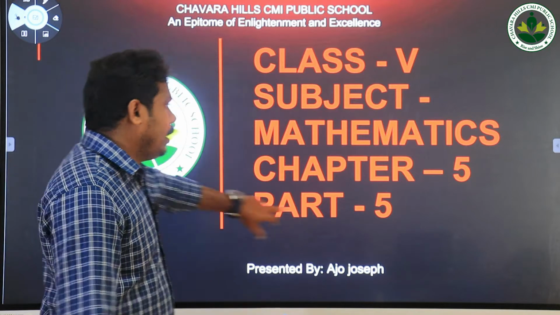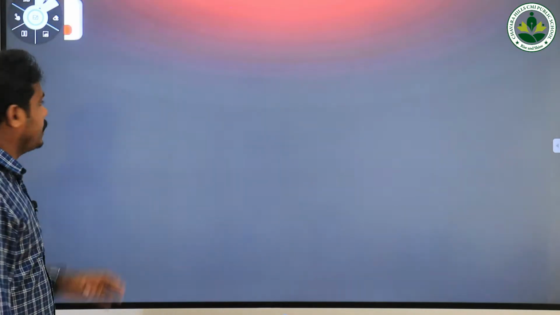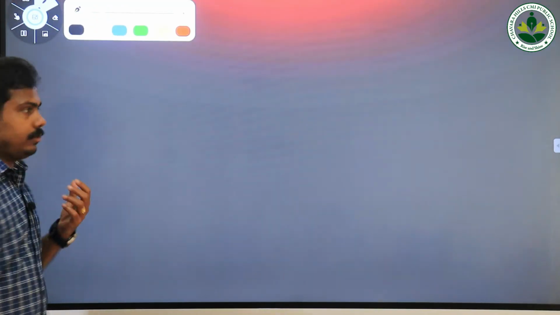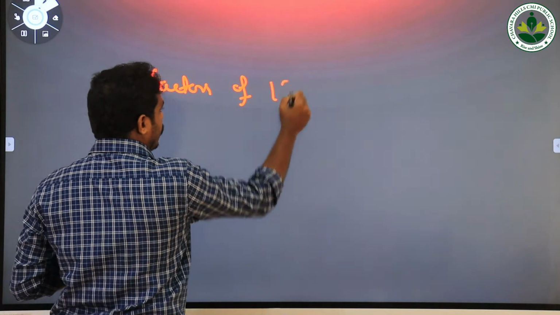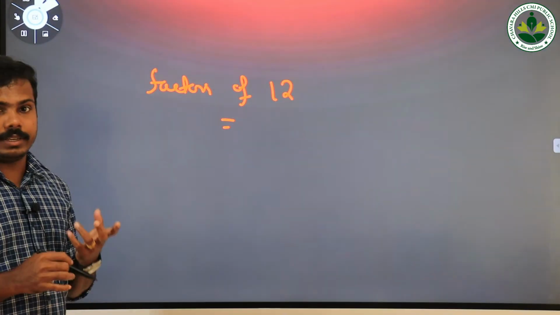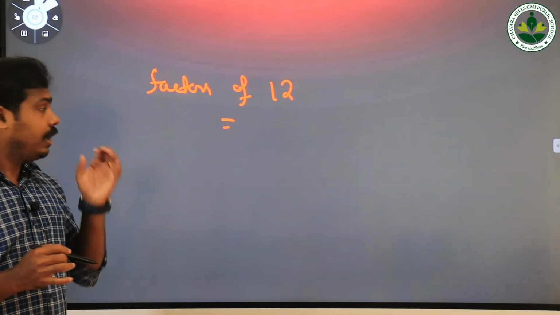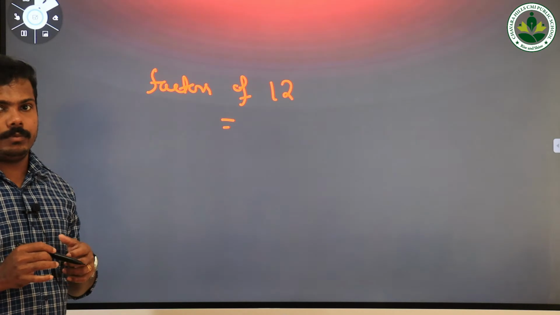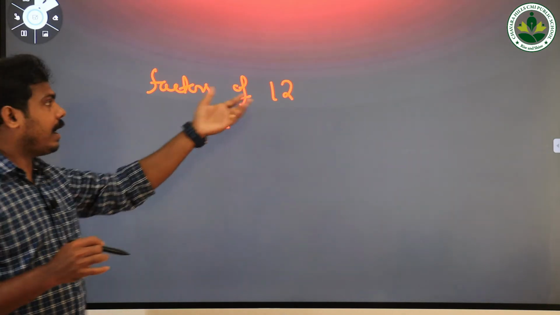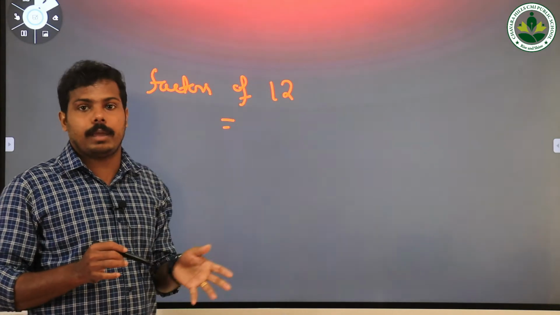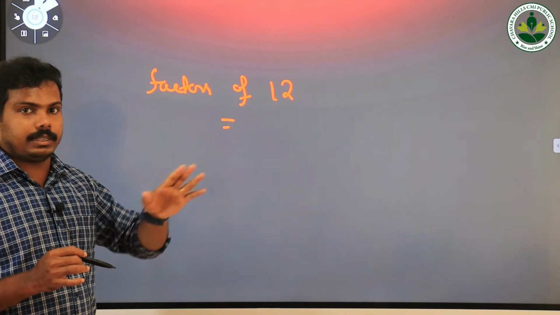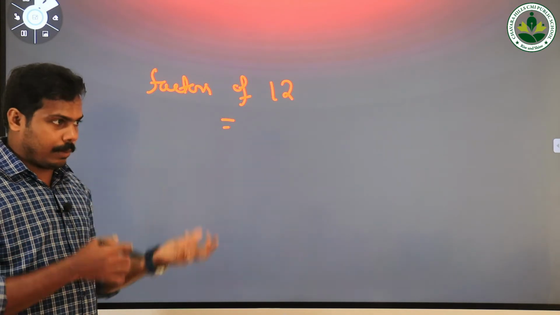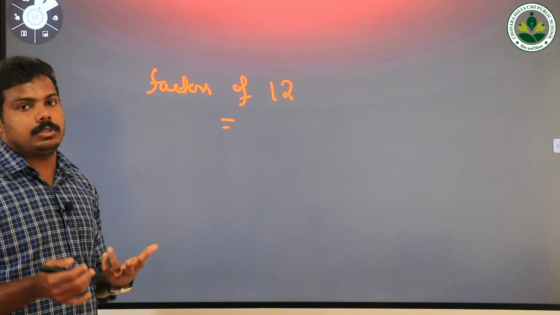So when we write factors of 6 or factors of 12, which are the factors of 12? Factors, not prime factorization. What are the factors of 12? Prime factorization means when we write the number as a product of its prime factors. Here I will ask about the factors. Factors can be prime numbers or composite numbers.